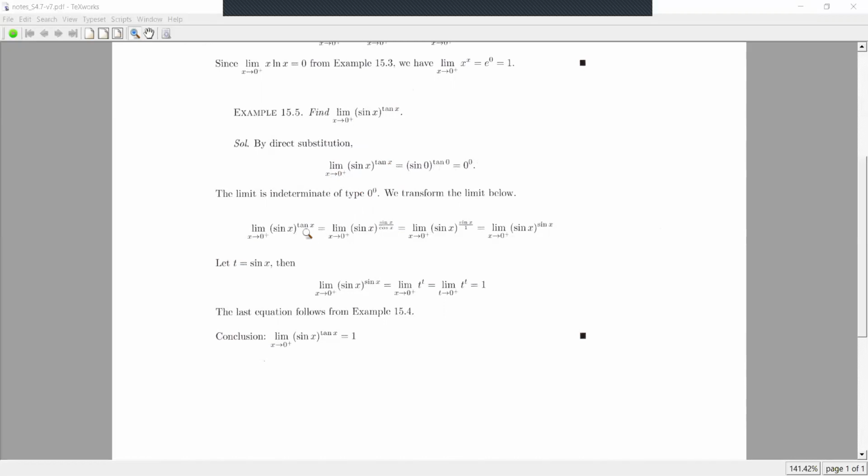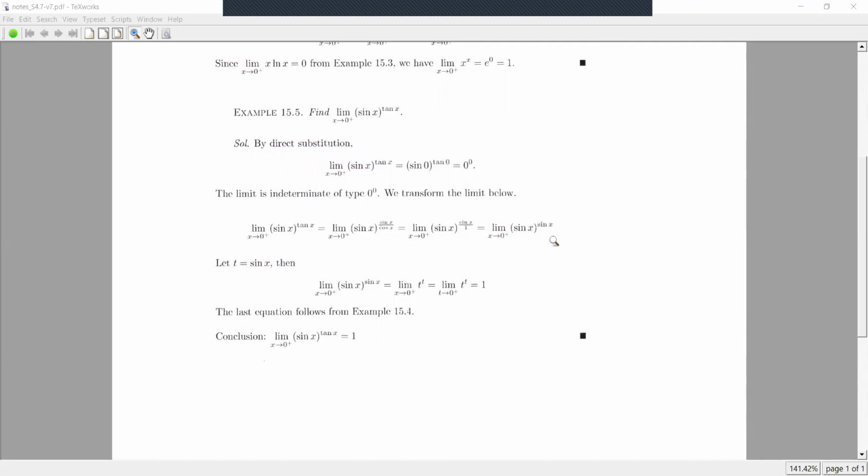From a trigonometry class, we know that tangent is sine over cosine. So this limit is equal to this limit. When x approaches 0, cosine of x approaches cosine of 0. Cosine of 0 is 1. So we can simplify this limit by replacing cosine of x by 1. So we get this limit.